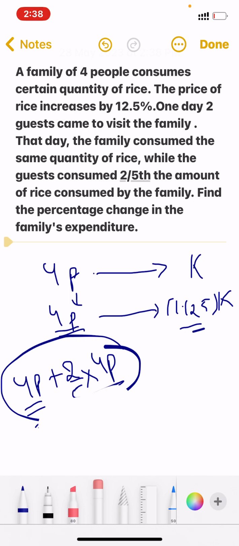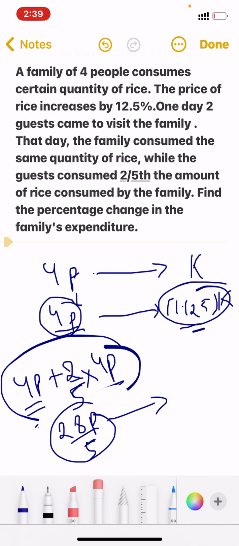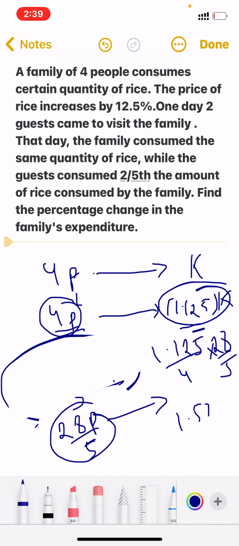rice consumed. Now the price will be according to this only. So this basically will be 4p plus 8p by 5, and this will be 28p by 5. This will be the rice consumed, and the price will be how much? If 4p costs 1.125k, then 28p by 5 will cost how much? We will use the unitary method: 1.125 upon 4 into 28 by 5. After calculating, this will come out to be 1.575.